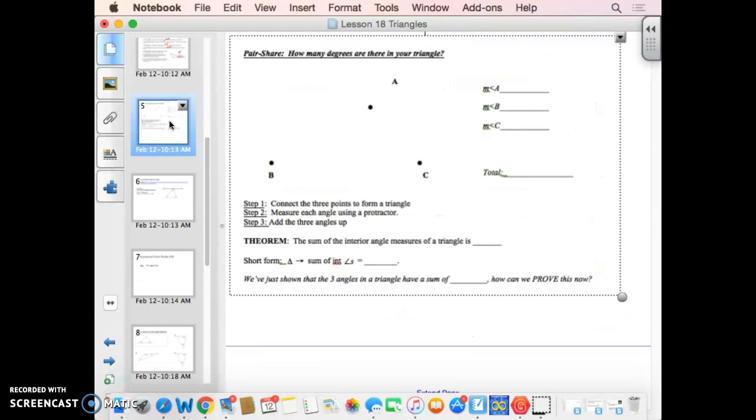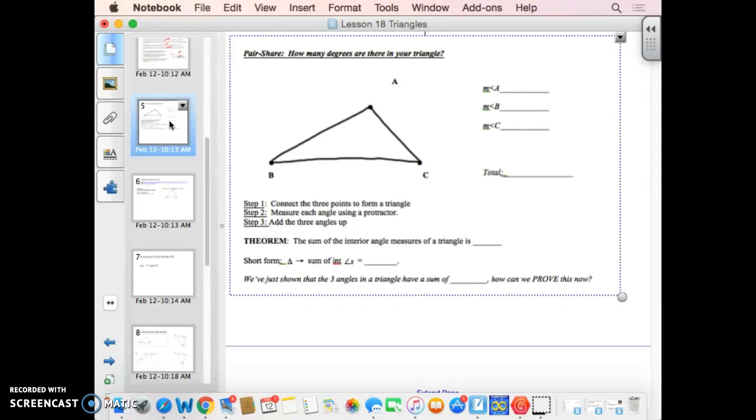Okay, so at this time, once again, you're going to pause the video, and the first thing you're going to do is go ahead and connect each of these dots with a straight line, using a straight edge. Go ahead and measure the side lengths and measure the angles. So pause the video at this point.